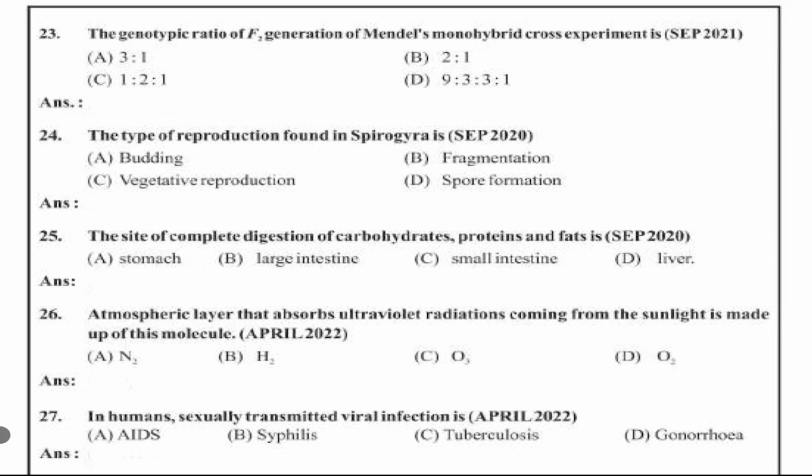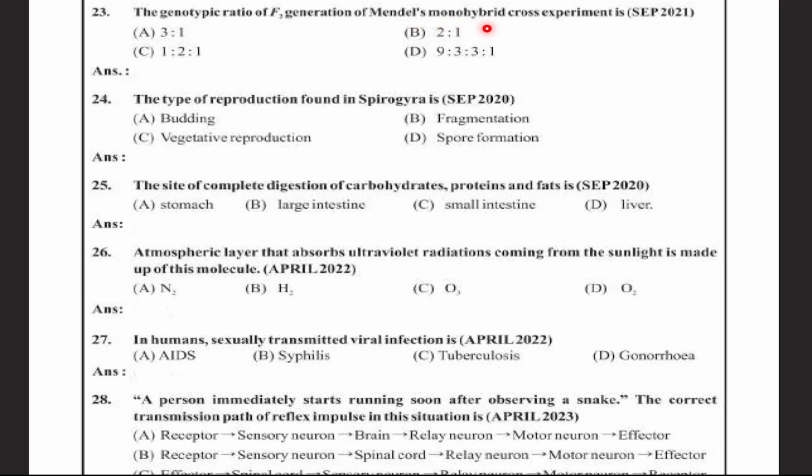Coming to the 23rd question, the genotypic ratio of F2 generation of Mendel's monohybrid cross experiment is. It is the direct question. We all know that it is 1:2:1. Genotypic ratio is 1:2:1, whereas 9:3:3:1 is phenotypic. So the correct answer for 23rd question is option C. Come to the next question.